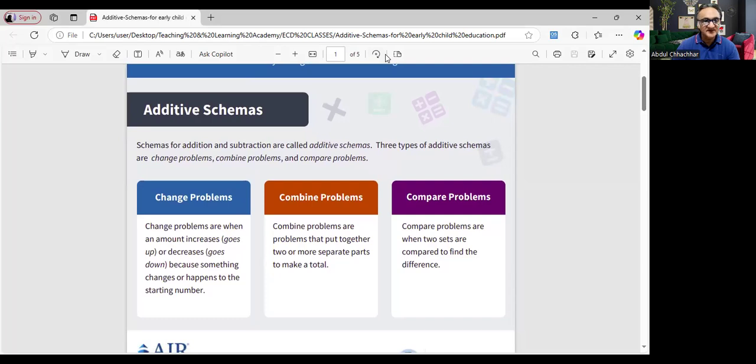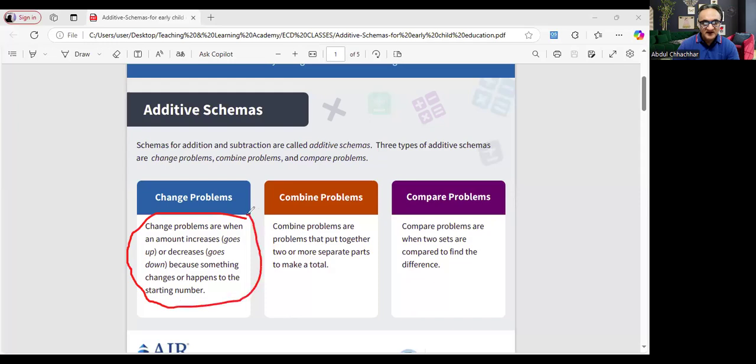Now, what is additive schema? The schema for addition and subtraction is called additive schema. I'm sure now you are familiar with this one. There are 3 types of additive schema: change problem, combine problem, and compare problem. These 3 are different from each other. We have to understand them first.